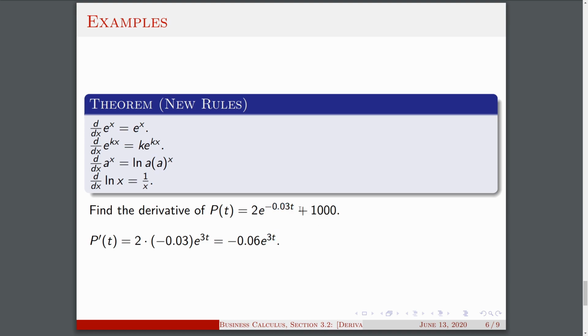And then what's the derivative of 1,000? Well, that's just a constant function, so the derivative is 0. So we could write plus 0 here, but we don't need to write that. It just drops off. All right? Good.